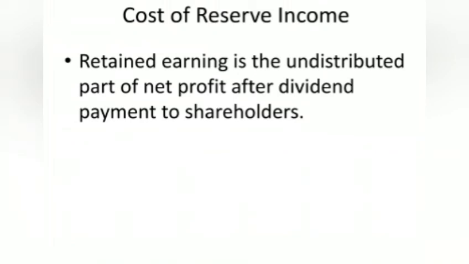Though it is assumed that retained earning has no cost, it has opportunity cost. If retained earnings was distributed to the shareholders, shareholders can invest that money somewhere else from where they can get return. As retained earnings is not distributed, shareholders are deprived of that income. This is the opportunity cost of retained earnings.